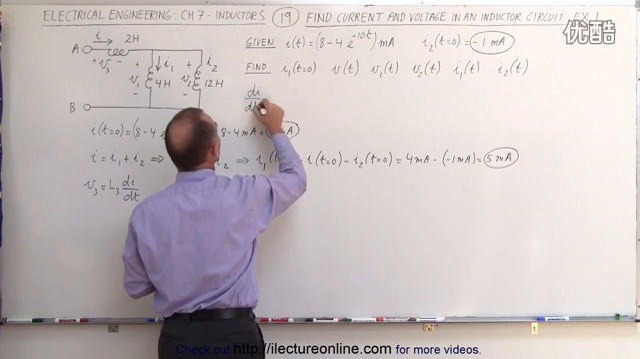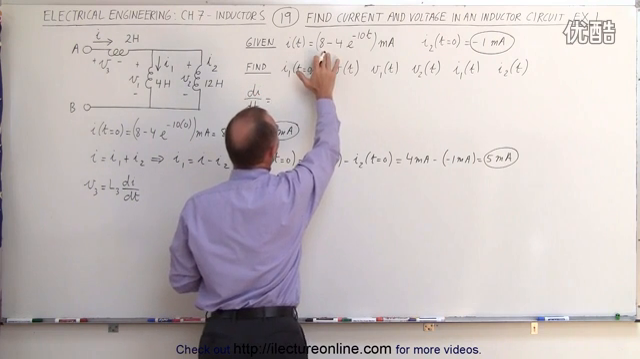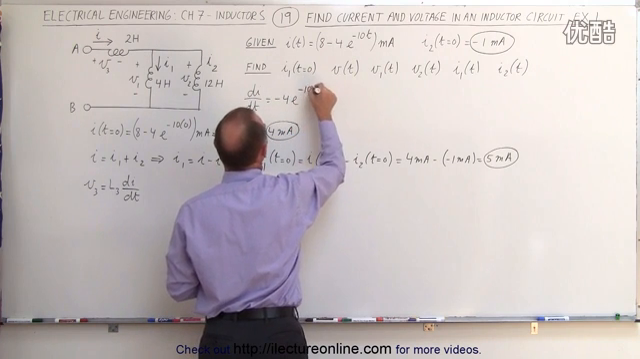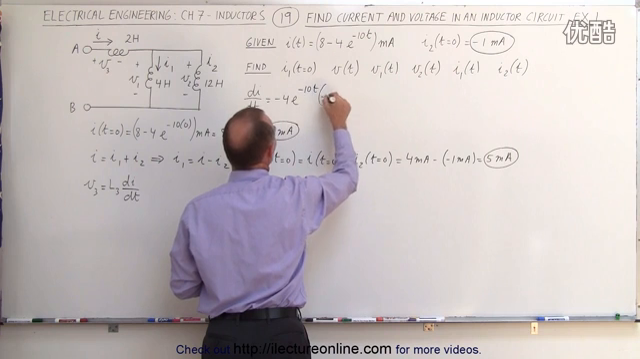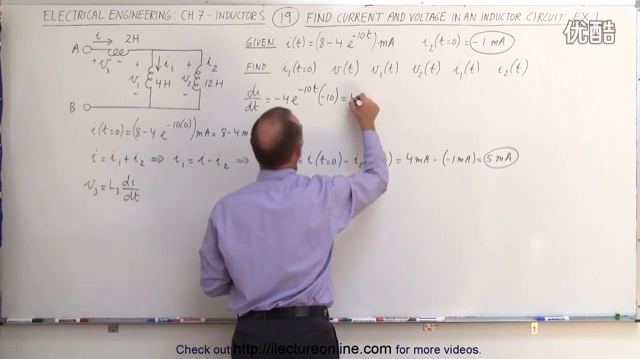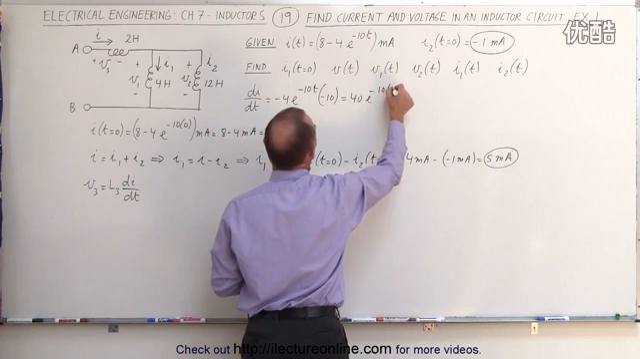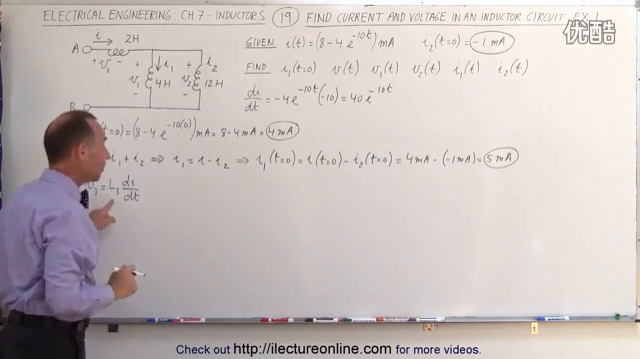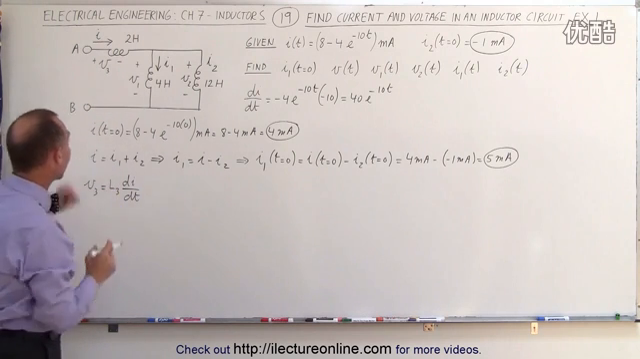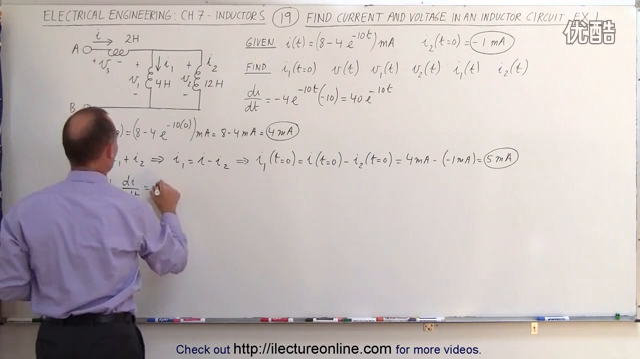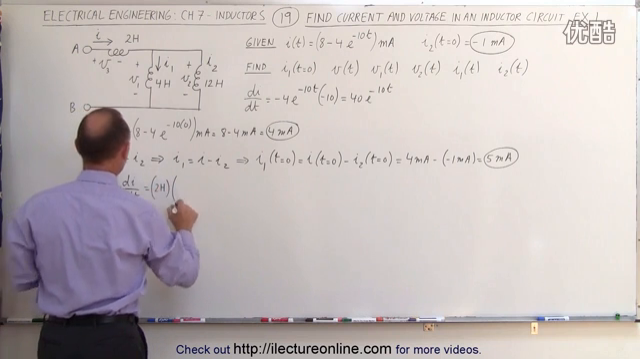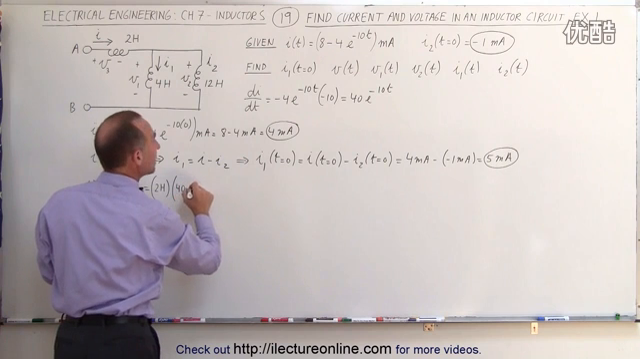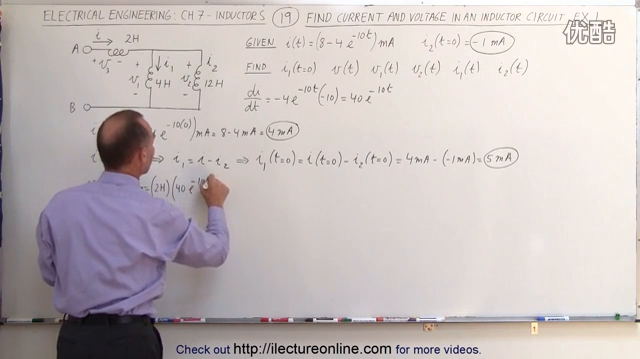Di dt is equal to, well, the derivative of a constant is 0, and the derivative of this gives us minus 4 e to the minus 10t times the derivative of the exponent, which is minus 10, which gives us 40 e to the minus 10t. That's the derivative with respect to time of the current going into the circuit, which means we can then find the voltage across that inductor right here, which is equal to 2 henries times di dt, and that's times 40 e to the minus 10t.